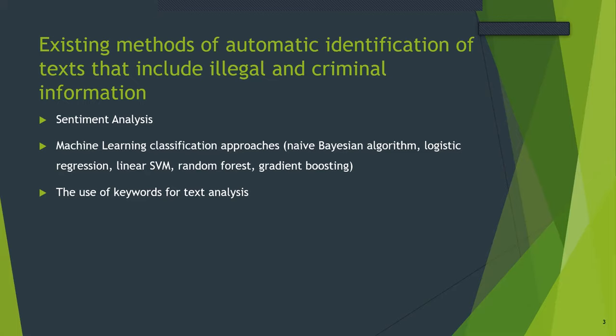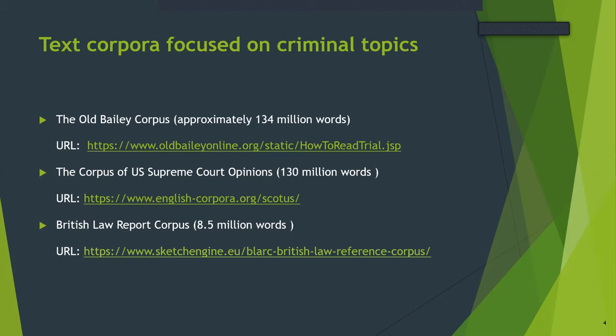Along with sentiment analysis, some studies use machine learning classification approaches. And the second approach is based on keywords for text analysis. Such researchers provide a dictionary that contains keywords and phrases typical for various types of extremist activity. There are a few studies aimed at creating and describing text corpora containing some criminal content.